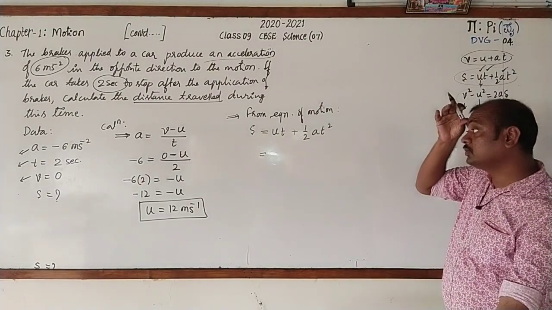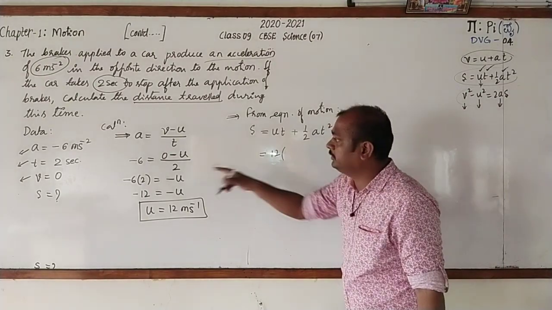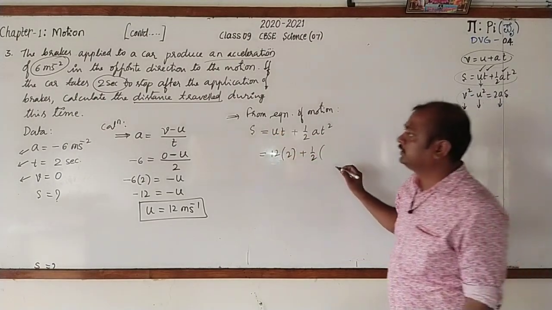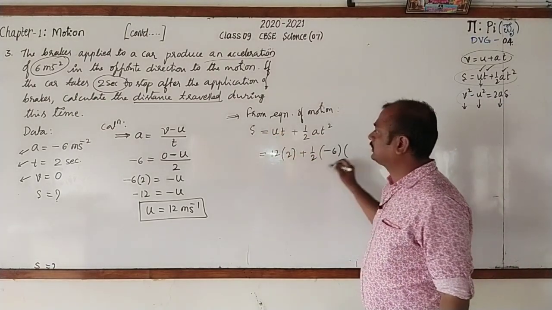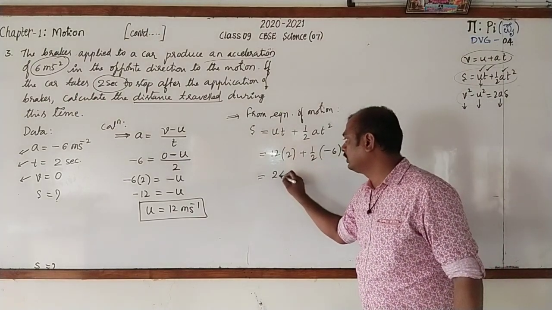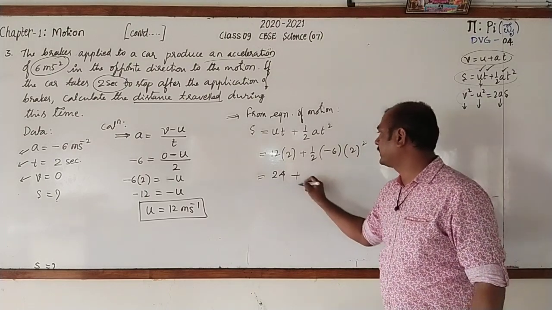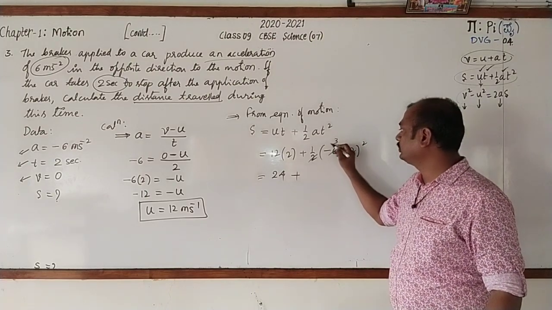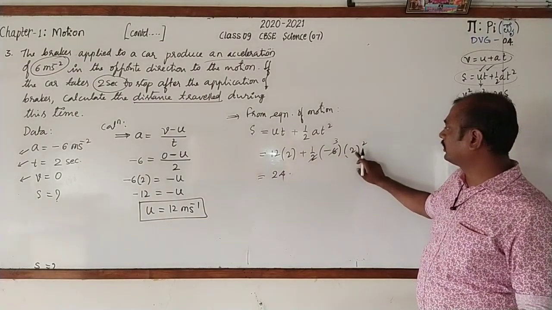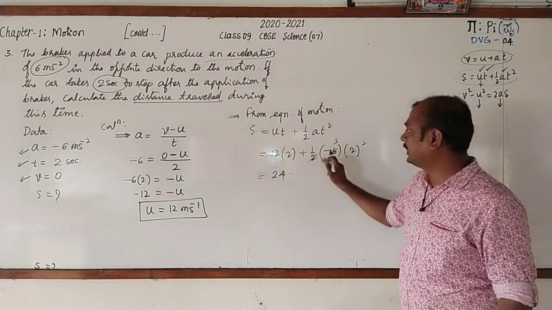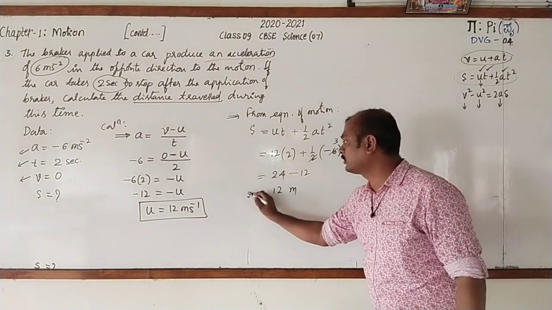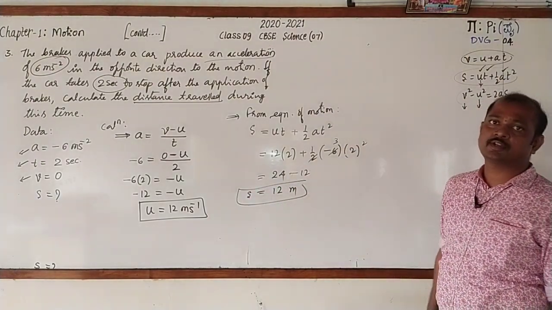u, what is u? It is 12. Time 2 plus half into, what about the acceleration? It is minus 6 into time again 2 whole square. It's equal to 12 2s are 24 plus 2 1s are 2, 3s are... I am going to write it directly. 2 square is 4. 4 3s are 12. Minus is there. It is minus 12. 24 minus 12. It is 12. S equal to 12 meter. This is the distance traveled.